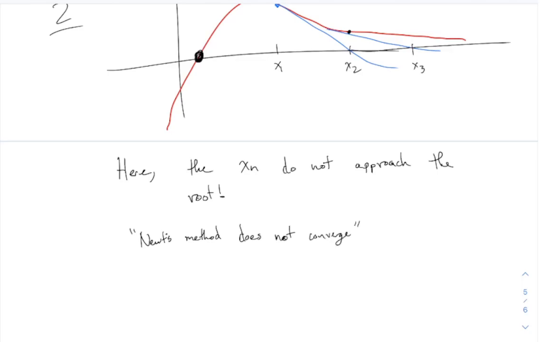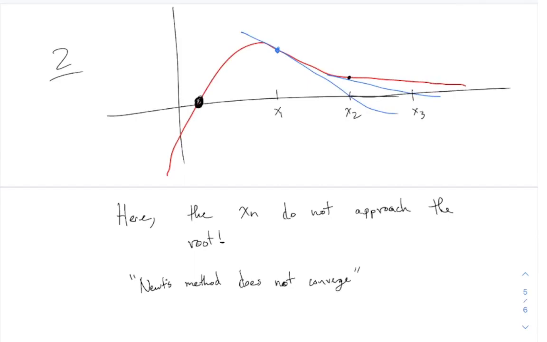Newton's method does not converge in this particular example. It can happen sometimes that the numbers don't actually approach anything. They just go out to infinity, like in this example, or they might go back out to minus infinity.